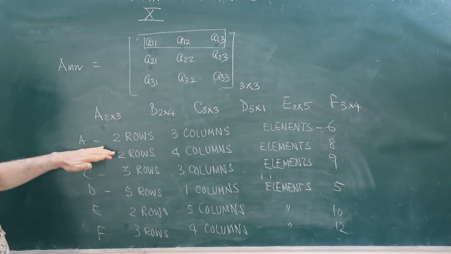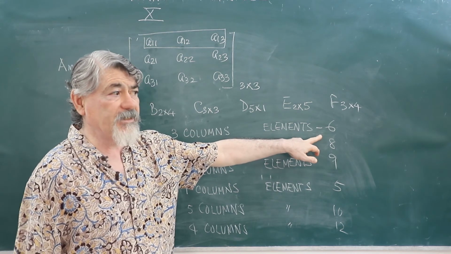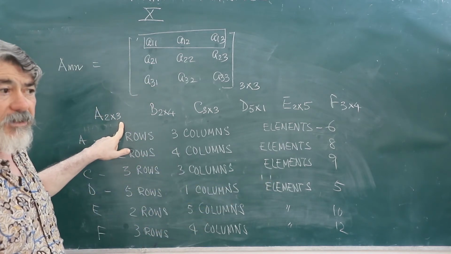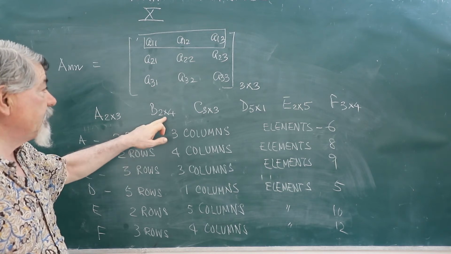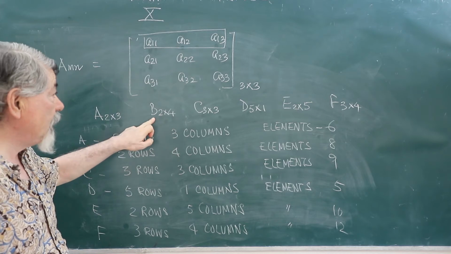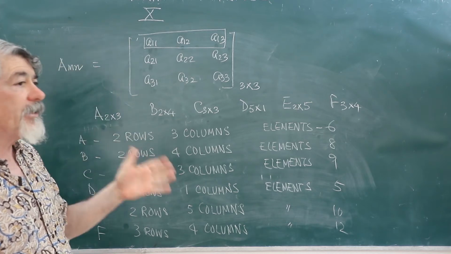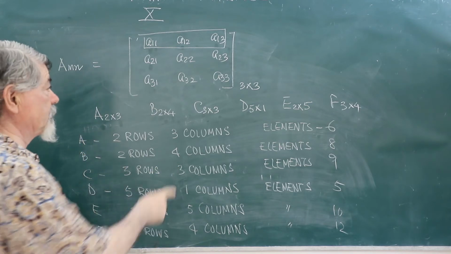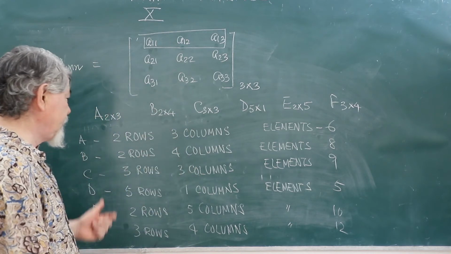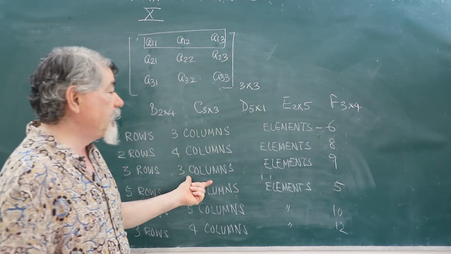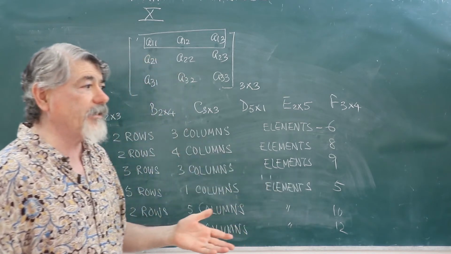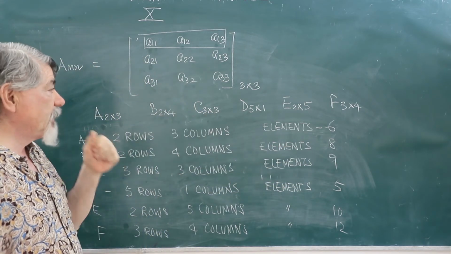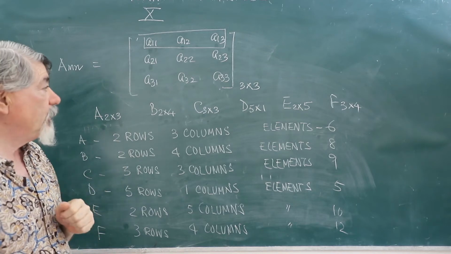But the order of matrix A is not 6. Please understand, the order of the matrix is 2 into 3. The order of this matrix B is not 8, though 2 fours are 8, but 2 into 4. Order will always be written as the number of rows into number of columns. Like C is 3 into 3, with 3 rows and 3 columns. It has 9 elements, so I can't write the order of the matrix as 9. I have to write it as 3 into 3, which will clearly give me the number of rows and number of columns.